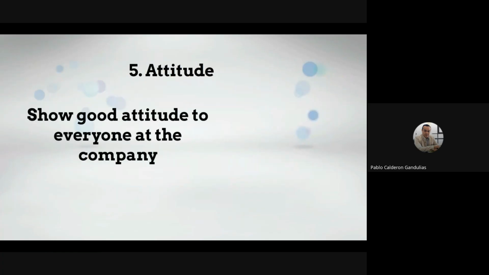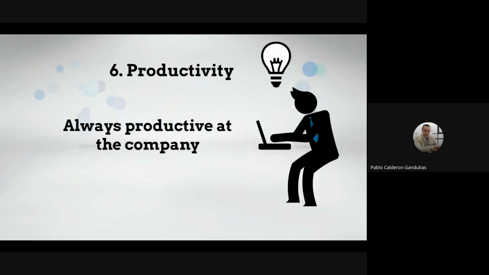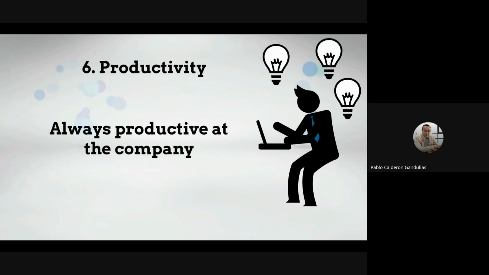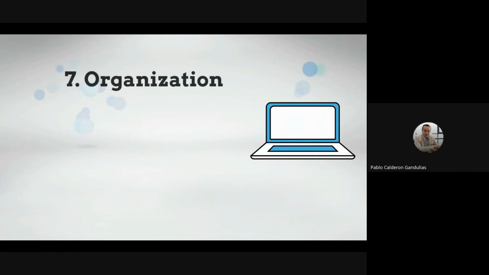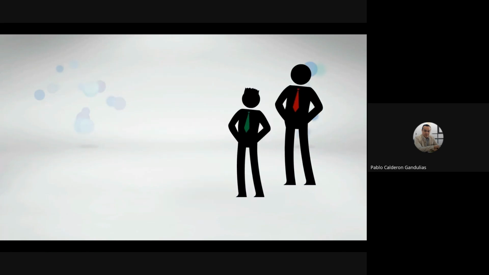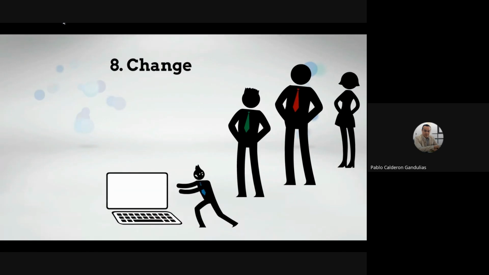Number 5, attitude. Show a good attitude to everyone at the company, also internal or external. Number 6, productivity. Come to work, ready to work, to yield results so that we can accomplish our mission here at Goodwill. Number 7, organization. Making ethical decisions can affect an organization's image. One unethical decision can destroy a company. Number 8, change. Things are going to change from time to time. Be ready to adapt and ready to work.